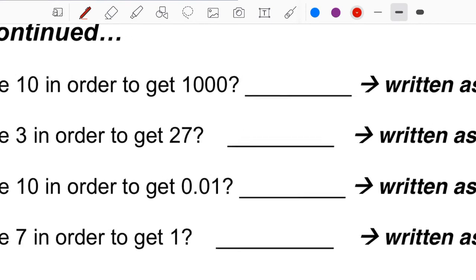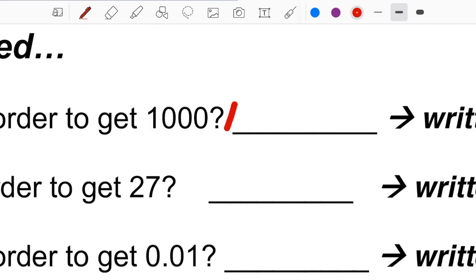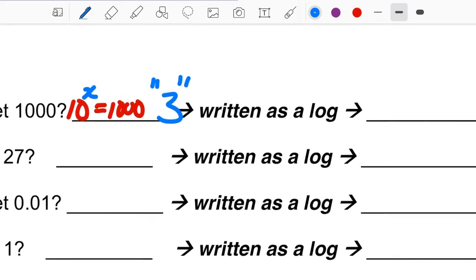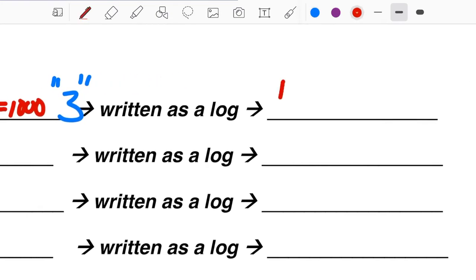So to what exponent do I raise 10 to get 1,000? That would be like thinking 10 to what power is 1,000. Now, the answer that you really want to put on this line is just the number 3. And then if we want to write that as a log, you would say that the log base 10 of 1,000 is equal to 3.